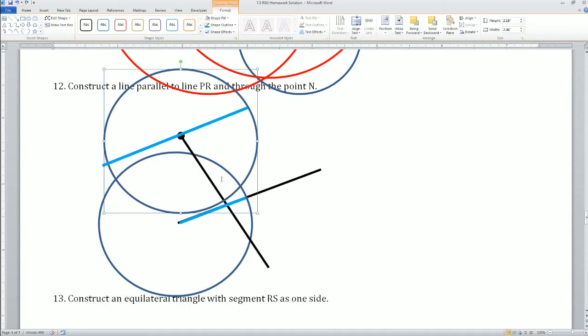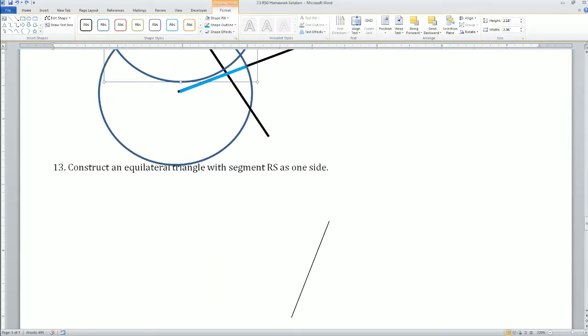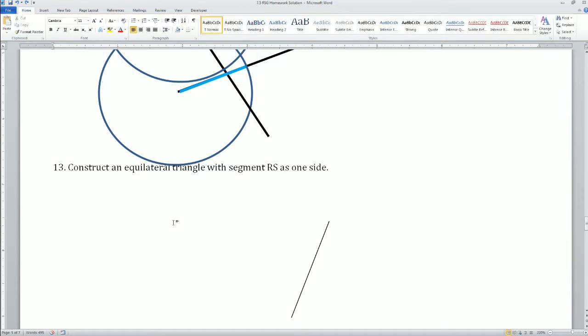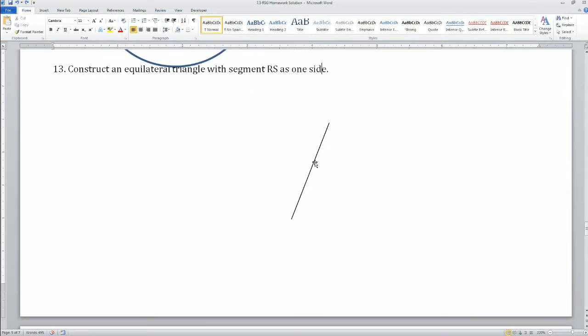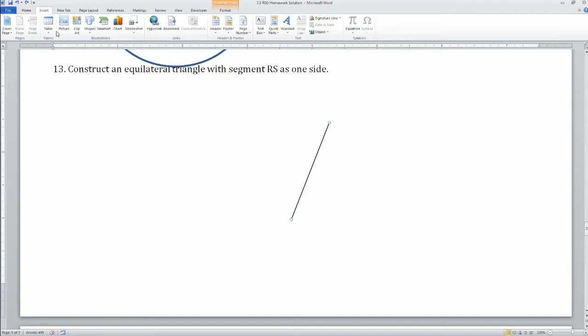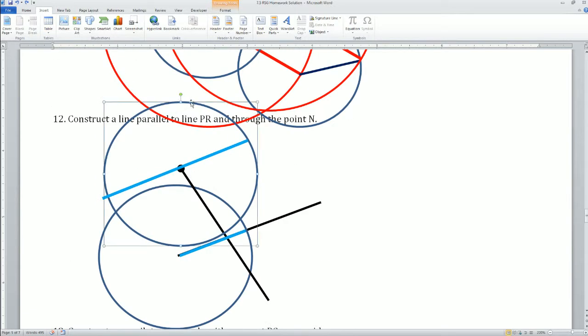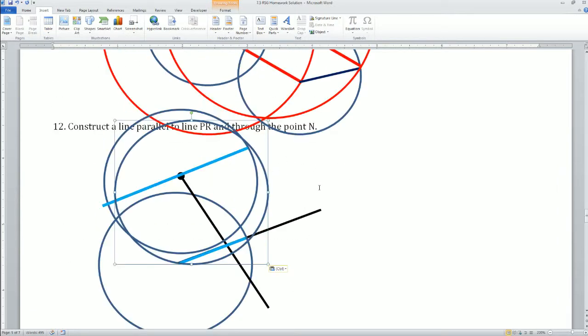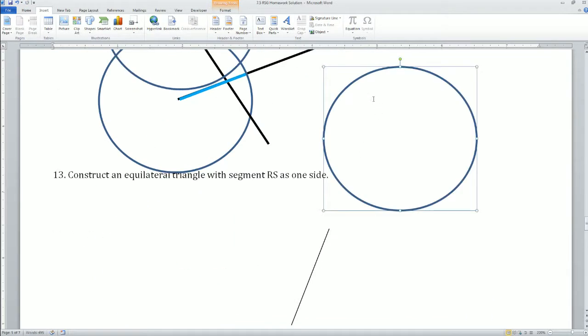So you would have to use this radius and these two circles to get it. Okay? Next, you want to construct an equilateral triangle. The equilateral triangle is fairly straightforward. You're mostly using circles again. Okay? Let me bring this down.